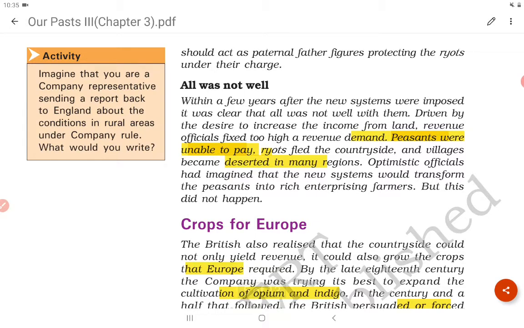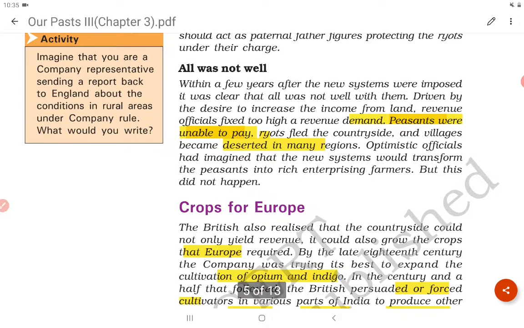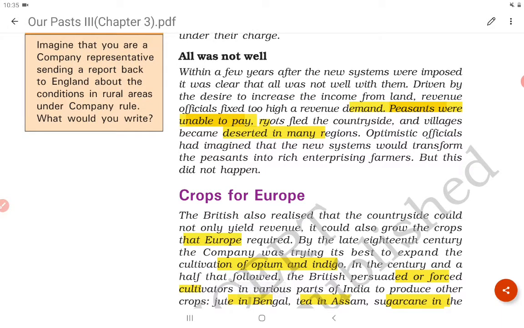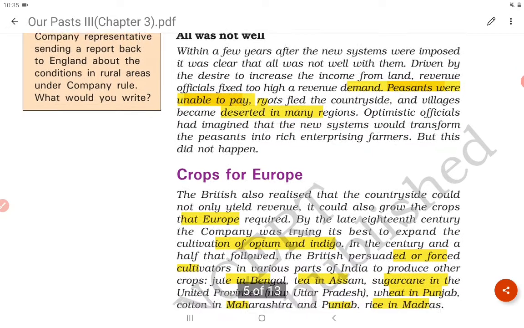Driven by the desire to increase the income from land, revenue officials fixed too high a revenue demand. Peasants were unable to pay, ryots fled the countryside, and villages became deserted in many regions.